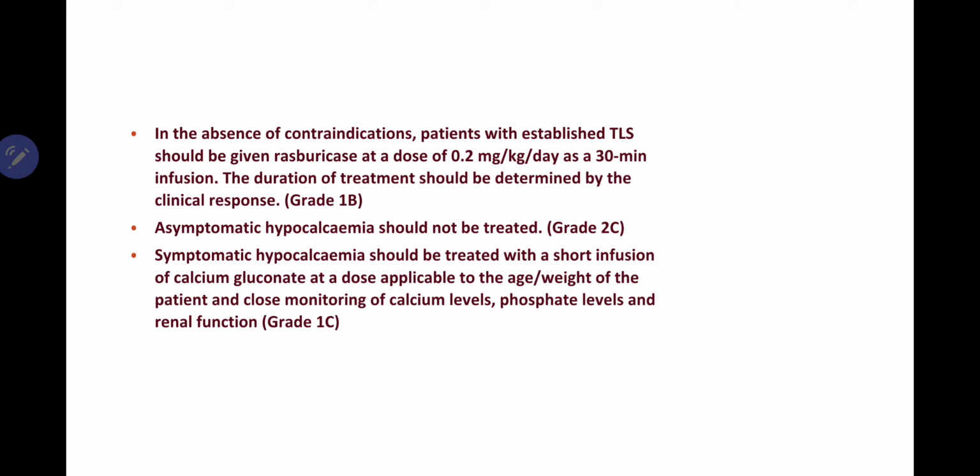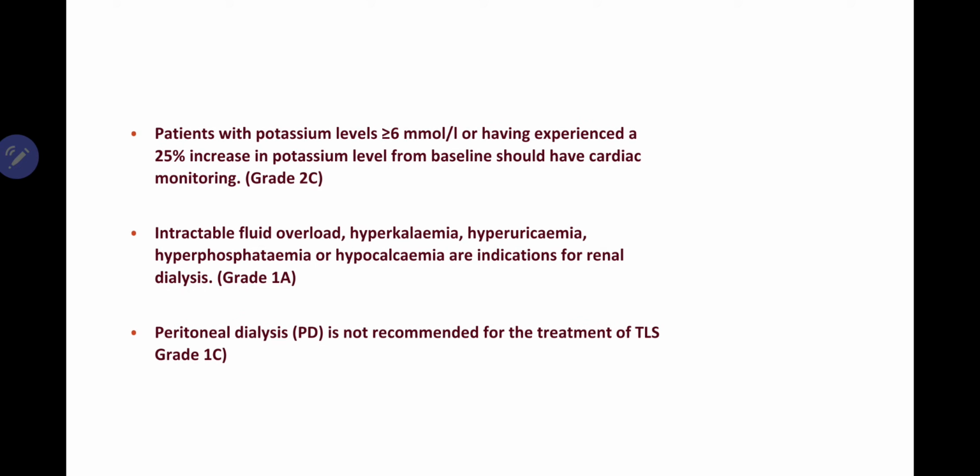In patients who are asymptomatic, hypocalcemia should not be treated, but only if symptoms are there, we can treat the patient, and our aim is not to normalize the calcium, just to treat the symptoms. Patients with potassium level of more than 6 millimole per liter, like in this patient, cardiac monitoring should be done very regularly at the start of treatment, and the calcium level should be monitored and treated accordingly. Intractable fluid overload, hyperkalemia, hyperuricemia, hyperphosphatemia, or hypocalcemia are the indications of renal dialysis. Must be remembered. Peritoneal dialysis is not recommended for treatment of TLS.